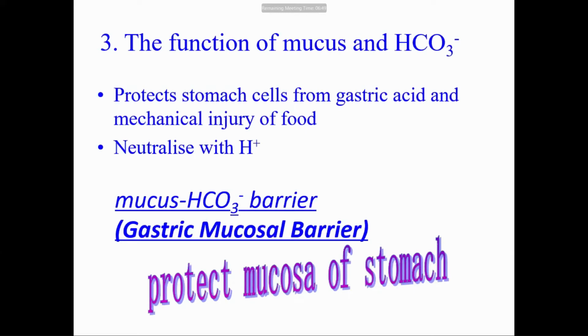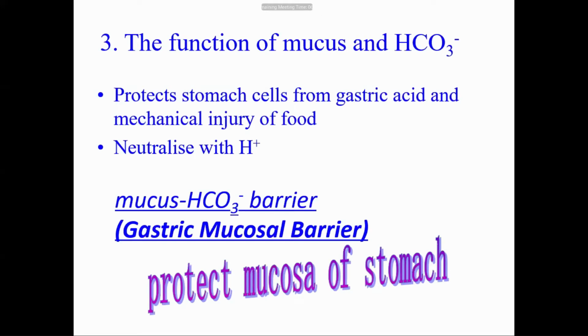Trefoil peptide is secreted from the mucus cell itself, and it helps in stabilizing the mucus and bicarbonate. That means it helps in holding the mucus and bicarbonate together. So next time when you are asked why the stomach is not auto digested, what will be the answer?